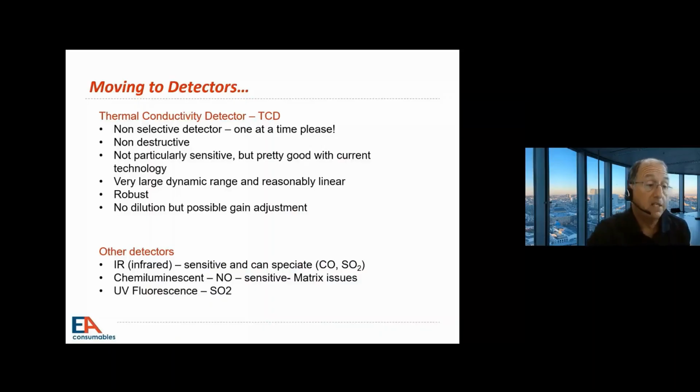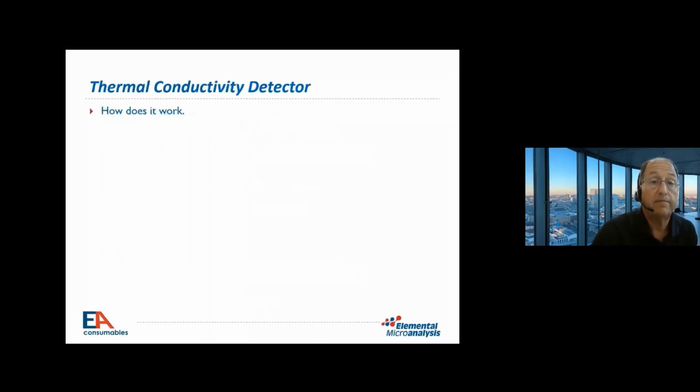UV fluorescence is also used for low-level SO2 analysis at times. And in addition, isotope ratio mass spectrometer is an effective detector unto itself. They're used a lot with elemental analyzers, typically just right after the TCD. So since the TCD is our main one, I want to go through how it works.